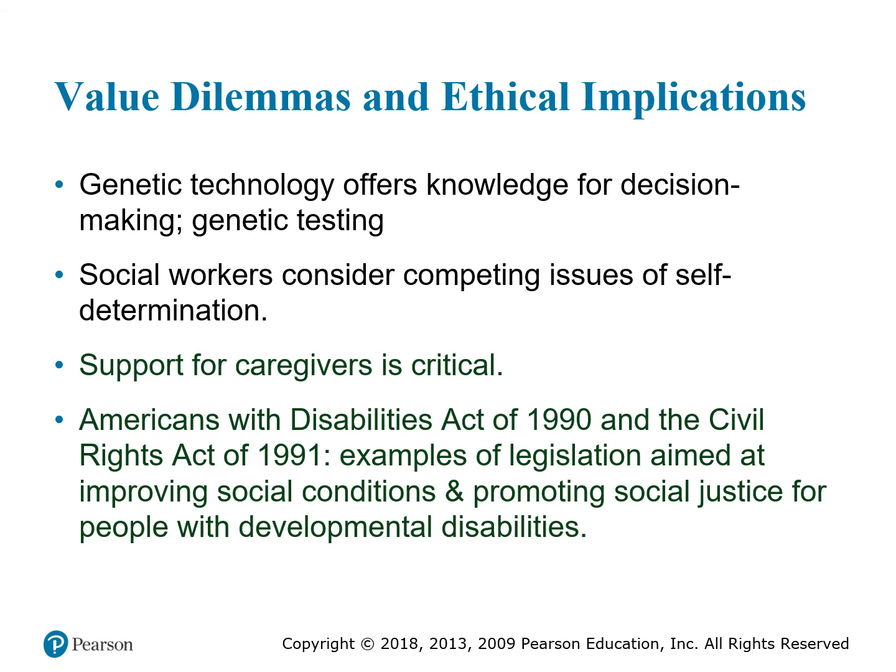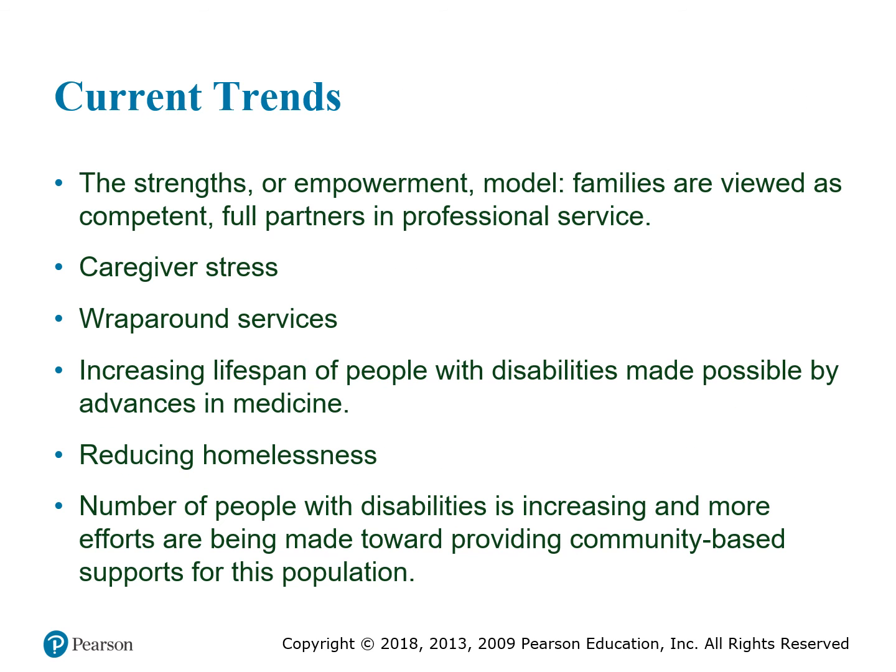Again, the Americans with Disability Act of 1990 and the Civil Rights Act of 1991 are great examples of legislation aimed at improving social conditions and promoting social justice for people with disabilities. So current trends, we are always coming from an empowerment or strength-based model. So families are viewed as competent, full partners in professional practice. So we help them and we empower our clients, we empower our families to help each other.